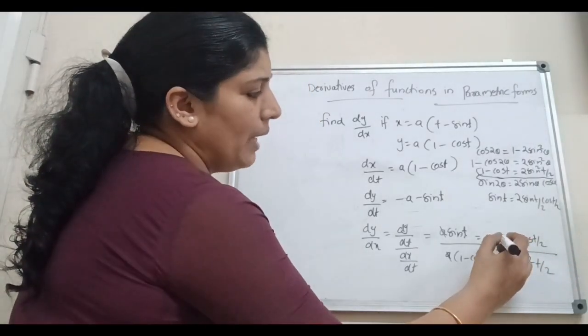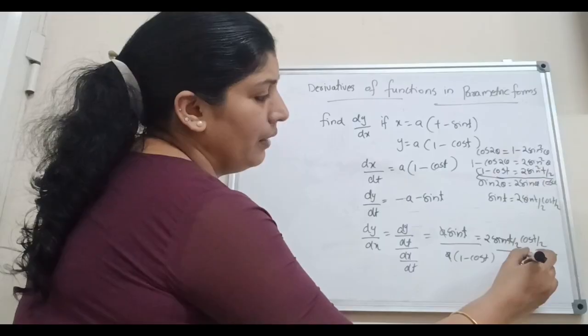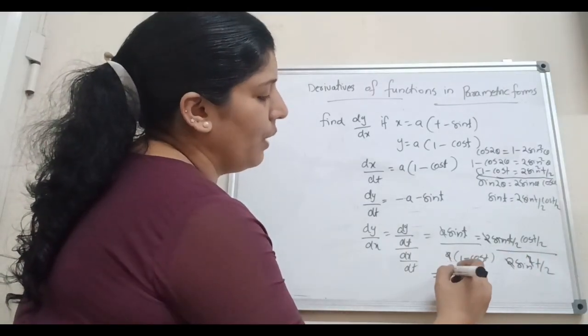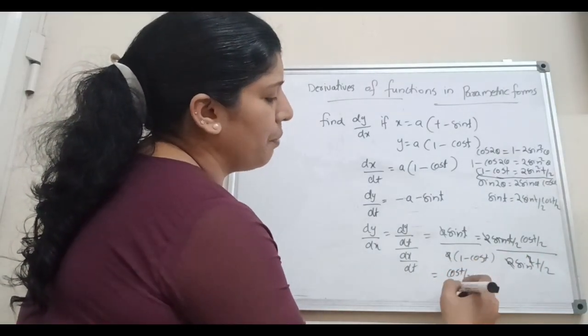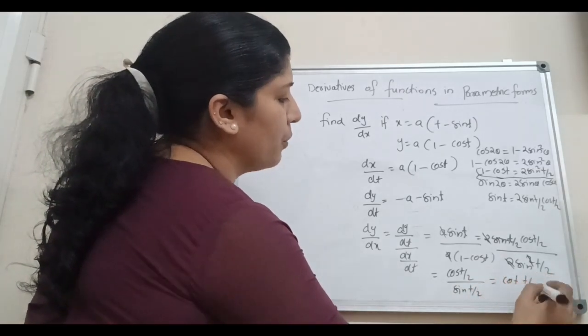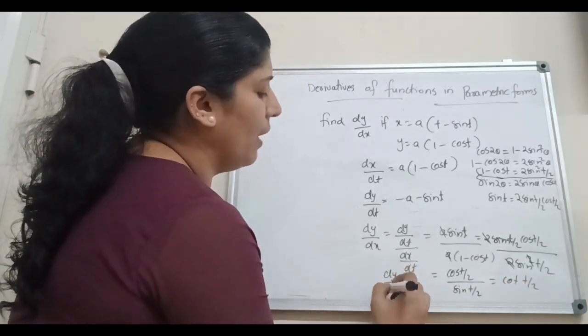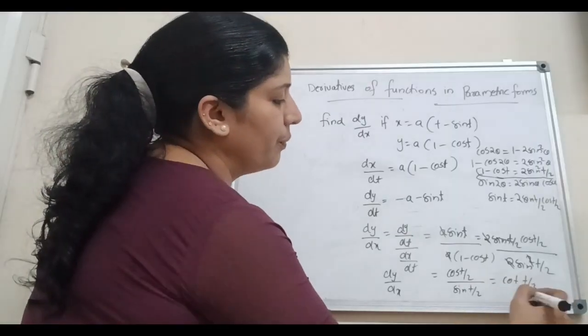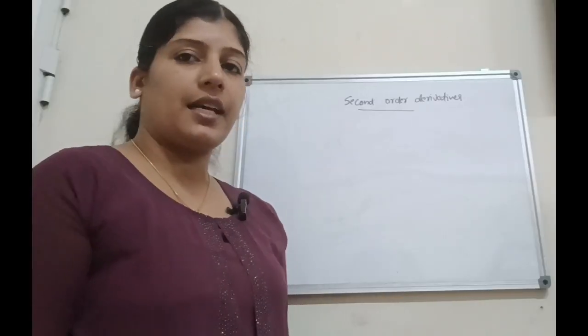Now here, numerator sin t, then denominator sin square t by 2, the 1/2 cancel. That is equal to what? Cos t by 2 divided by sin t by 2. That is equal to what? Cot t by 2. That is, dy by dx equal to cot t by 2. Next we have to discuss second order derivative.